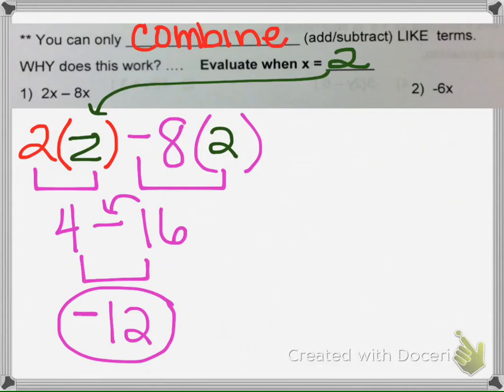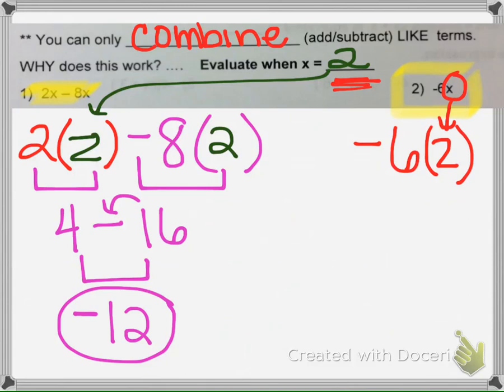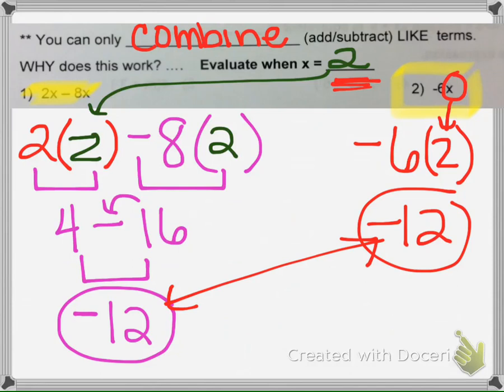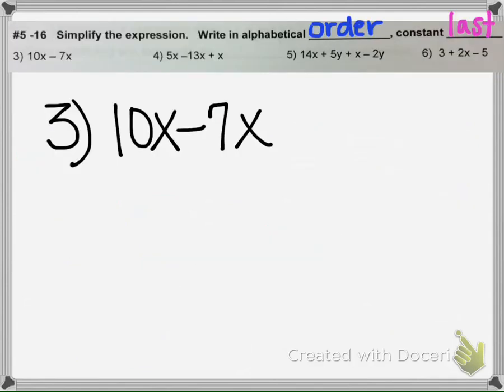Now, if this really does simplify to this, then when I plug in that random number I picked, which was 2, and I do negative 6x and take the x out and put in the 2 like we picked here, then I should get the exact same thing here, because they simplify to the same number. So now that we understand that this works to combine the like terms, let's go ahead and do some examples of simplifying. If we take a look at example 3, we can put these together.